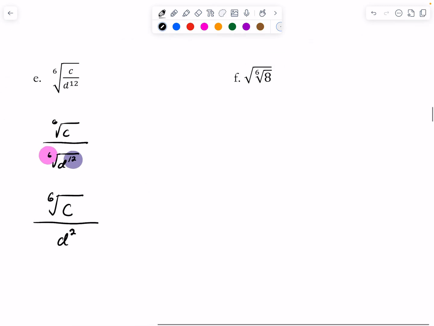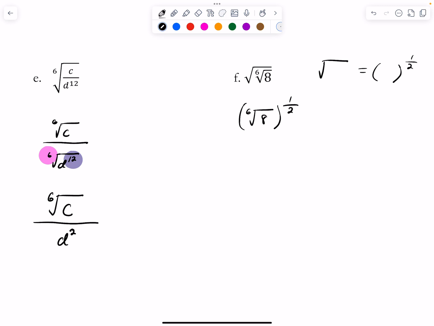Okay, this one's pretty tricky. You've got a radical inside a radical. I'm actually going to rewrite this as the sixth root of 8, and I'm going to raise that to the 1/2 power, right? Anytime I see a square root symbol, I know that's the same as raising something to the 1/2 power. It's a good thing to memorize. It's going to happen a lot later on in high school and then in college. And then I'm going to go ahead and rewrite this sixth root of 8 as a fraction. That's 8 to the 1/6 power, and then raised to that original 1/2 power.